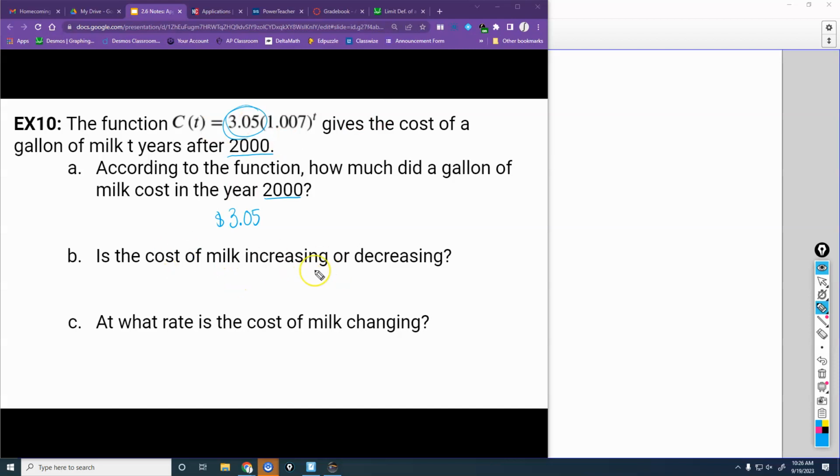Is the cost of milk increasing or decreasing? William, is the cost of milk increasing or decreasing? Increasing. How do we know? This number right here is bigger than 1. Okay? What rate is our cost of milk increasing at? 0.7%.